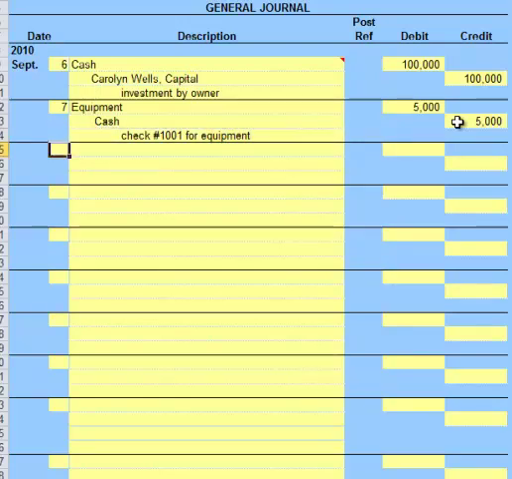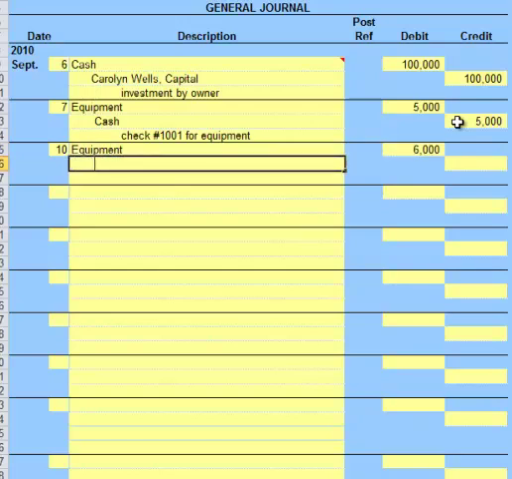Okay. The next transaction is on page 93 in your textbook. It says on November 10th, Wells Consulting Services purchased office equipment on account for $6,000. So we bought some equipment. We didn't pay cash, but we promised to pay within 30 days. So we're going to put in the date. That's the 10th. We're going to debit the equipment account for $6,000.